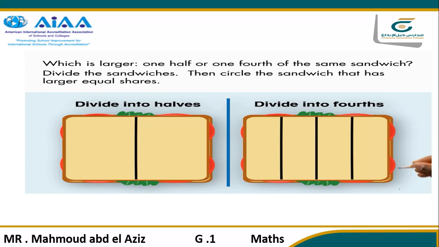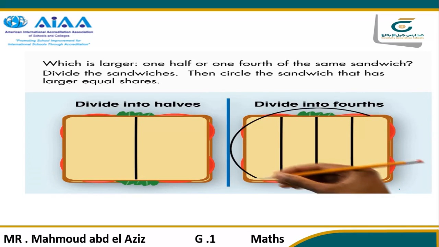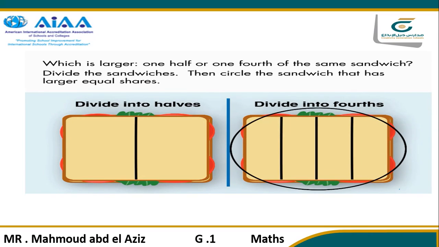Some of these students may then incorrectly circle the sandwich divided into fourths. They may explain that they did this because that sandwich had a larger or greater number of equal shares. Point out that the problem asks them to circle the sandwich that has larger equal shares, not the one that has a larger number of equal shares.